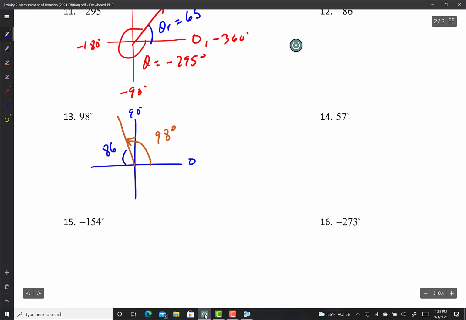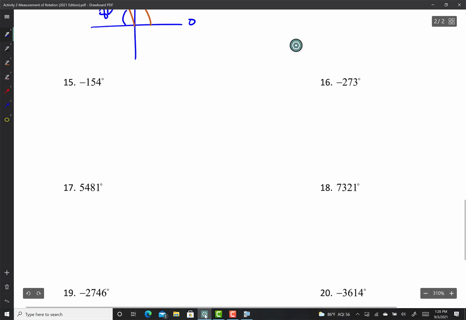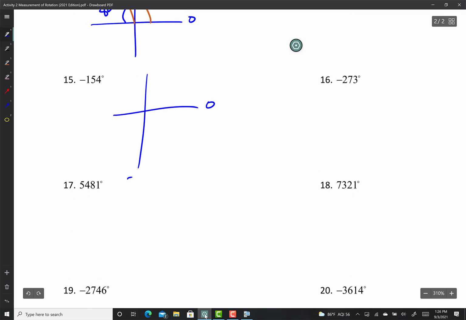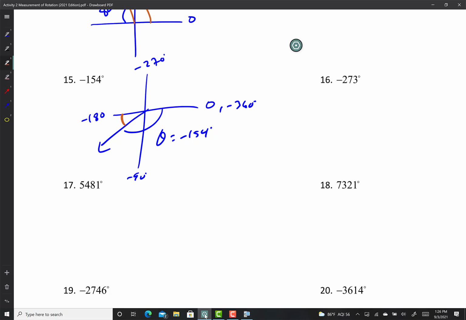Is it 88, 82? Yeah. 180 minus 98. Do you see how we did it, guys? All right, negative 154. So let's do a grid real quick. 0, negative 90, negative 180. And I guess we could stop there. So negative 154, what quadrant? 3, yeah. That's negative 154. And then my reference, 54, 64, 74, 26 degrees.